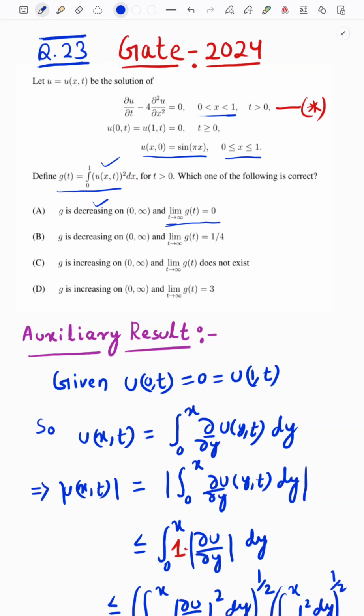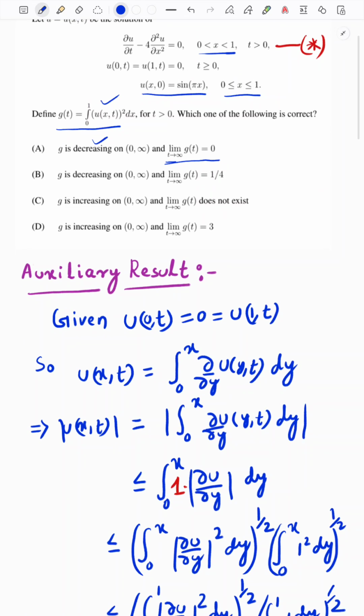Okay, let us verify, but before going to verify, first I will derive two inequalities. One is called the Poincare inequality and another one is called the Gronwall's inequality. I will prove the Poincare inequality and write the statement of the Gronwall's inequality. By using these two inequalities, we can verify all these four options. This is the beauty of our video.